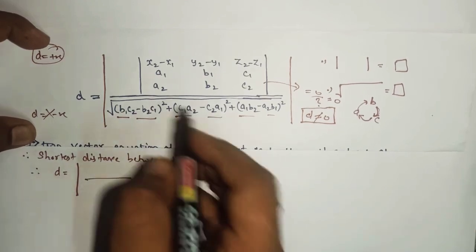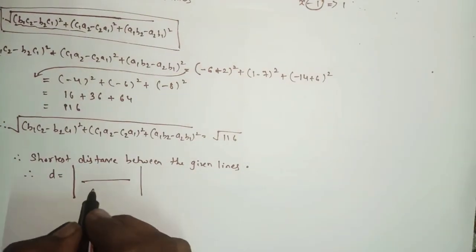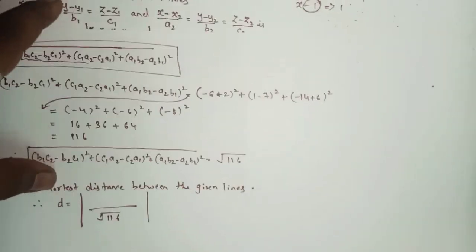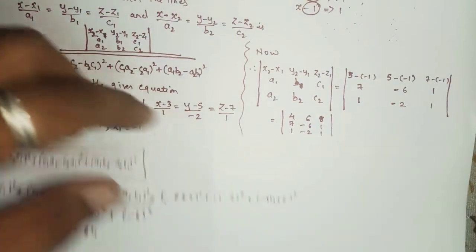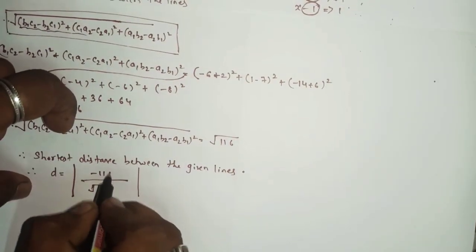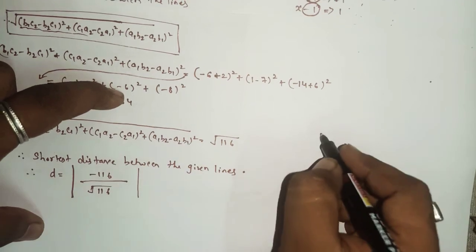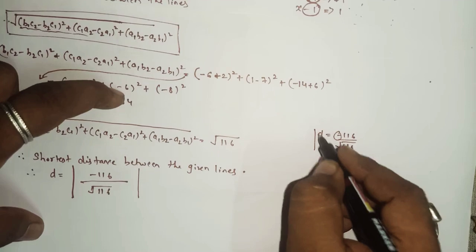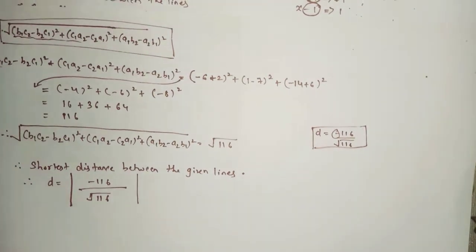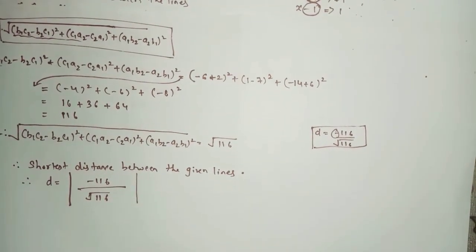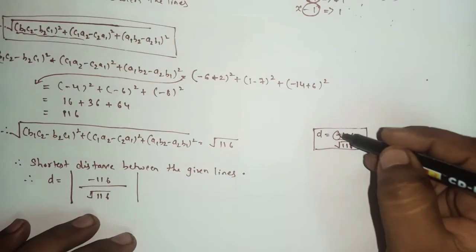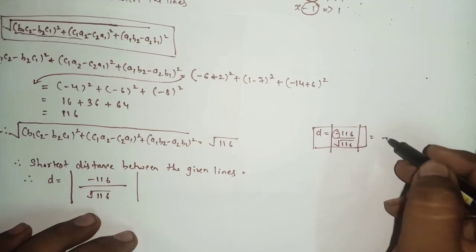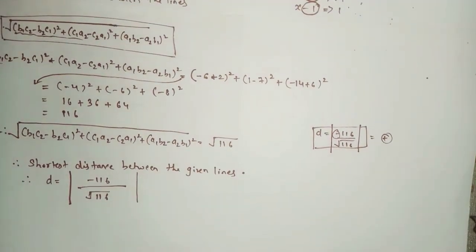So here the answer for the denominator which we got was root 116, and for the numerator section we got minus 116. So here we'll write minus 116. Now see, without the mod if you are writing, clearly we can see that the answer of distance we are getting is negative. But as we know that distance cannot be negative, if you want to find the answer in positive, of course we have to write all the values inside the mod, so the final answer will turn positive, yes or no. So remember this.